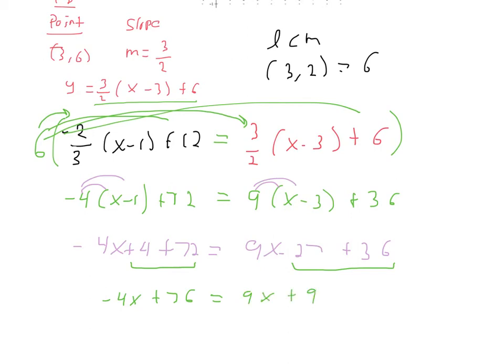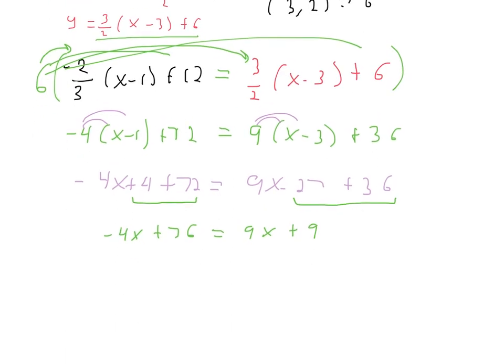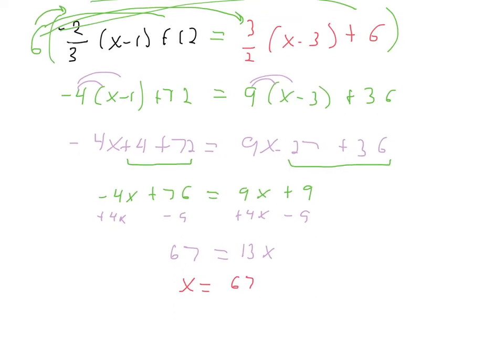And it's up to you guys how you want to combine your like terms. I usually like to try and keep my coefficients positive, so I'll add 4x to both sides, subtract 9, and I get 67 is equal to 13x, and then x is equal to 67 over 13, which is roughly 5.15 or something like that.